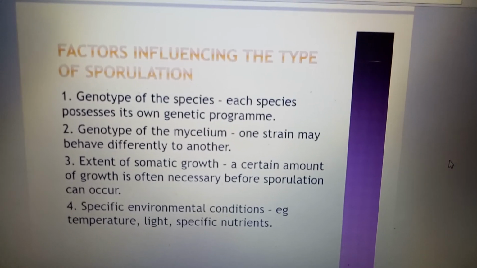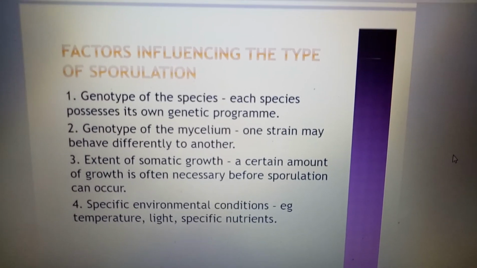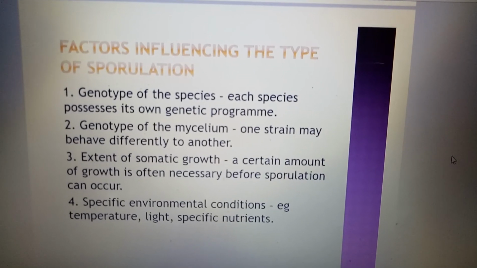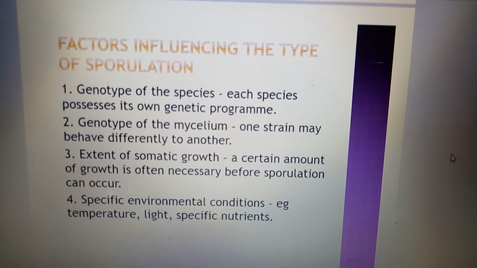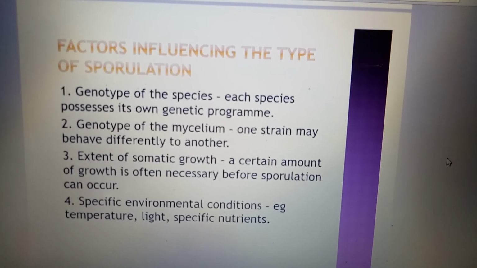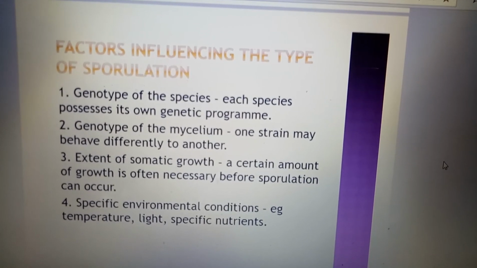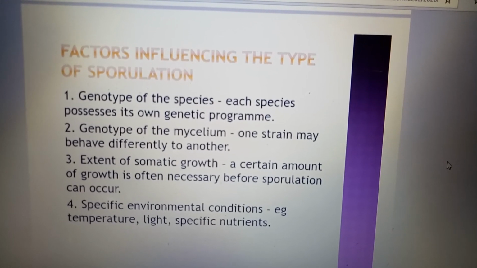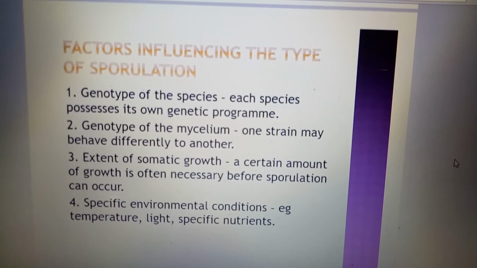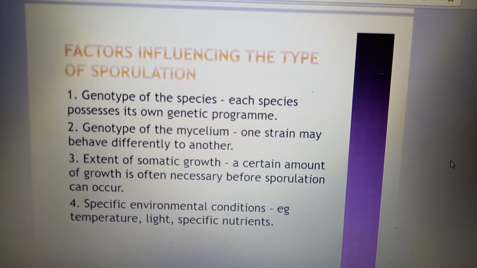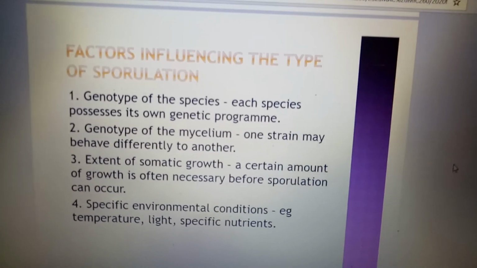Factors that influence the type of sporulation. Number one, genotype of the species. Each species possesses its own genetic program. Number two, genotype of the mycelium. One strain may behave differently from another. Number three, extent of somatic growth. A certain amount of growth is often necessary before sporulation can occur. And the last one, specific environmental conditions, for example temperature, light, and specific nutrients.